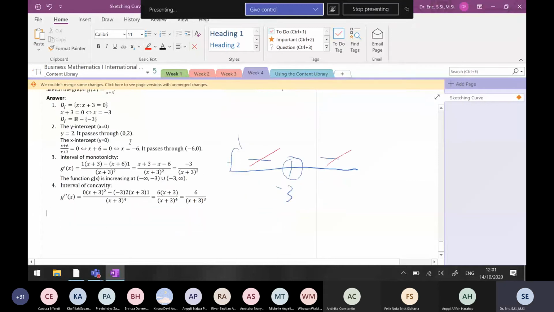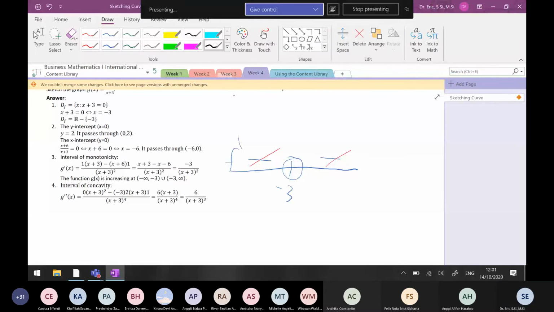And you can draw the sign of g double prime. Minus 3 is excluded. What about the other side? On the right of minus 3, you can check, it will give you a positive. And on the left it will give you a negative. What does this mean? This means it will concave upward on the right, and concave downward on the left.